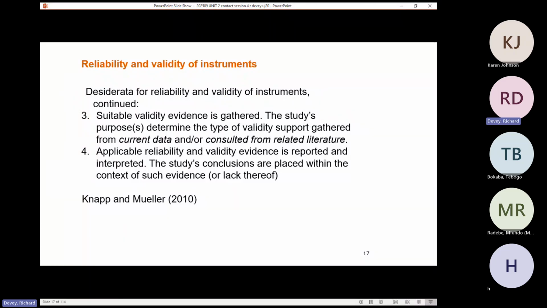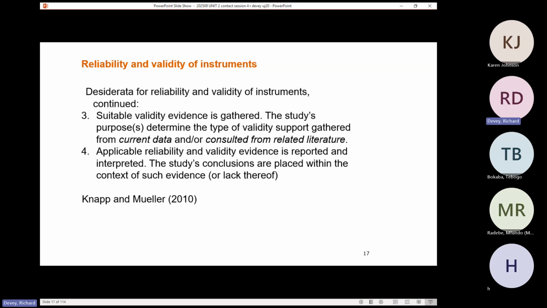Okay, the third: suitable validity evidence is gathered. The study's purpose determines the type of validity support gathered from current data or consulted from related literature. Again, sometimes we can test the validity ourselves if we've got a big enough sample, but sometimes we might have to rely on previous research to argue that the instrument we're using is valid. Ideally, it would be good to calculate from one's own data, but sometimes it's not possible if the data set is too small, for example.